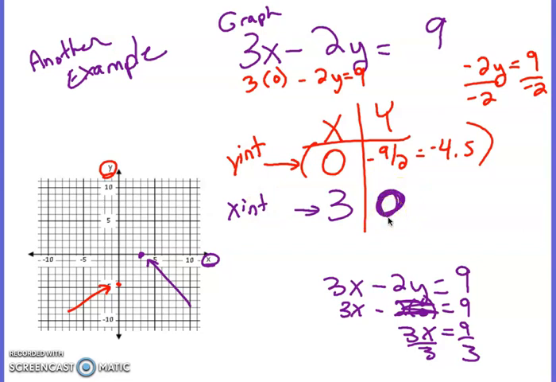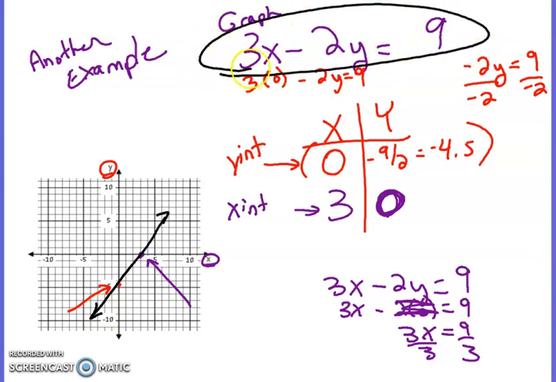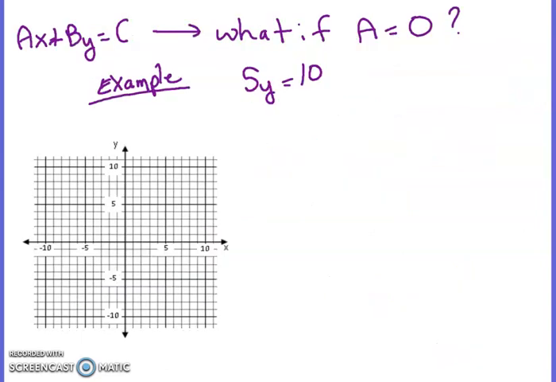And then, of course, you graph your line that crosses through both of those points. So it's a very quick way to graph. If it's in standard form, the quickest way to graph it is to plug in 0 for x and 0 for y. So let's look at some more things dealing with this.